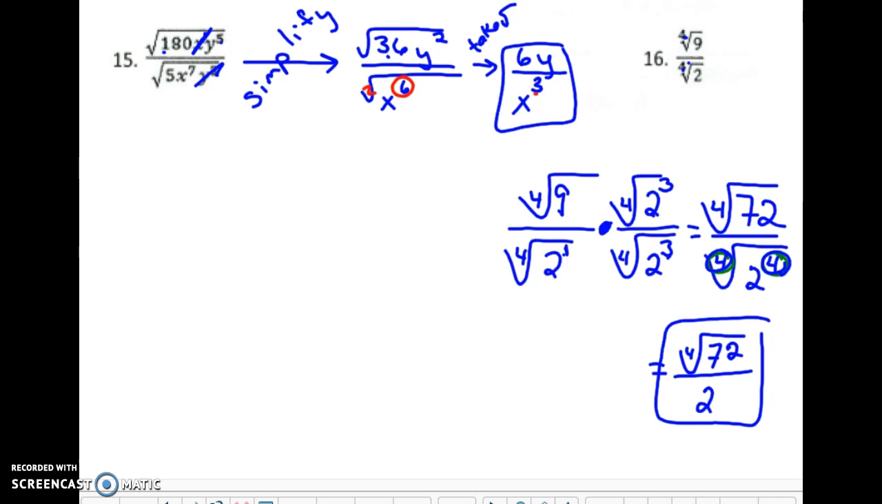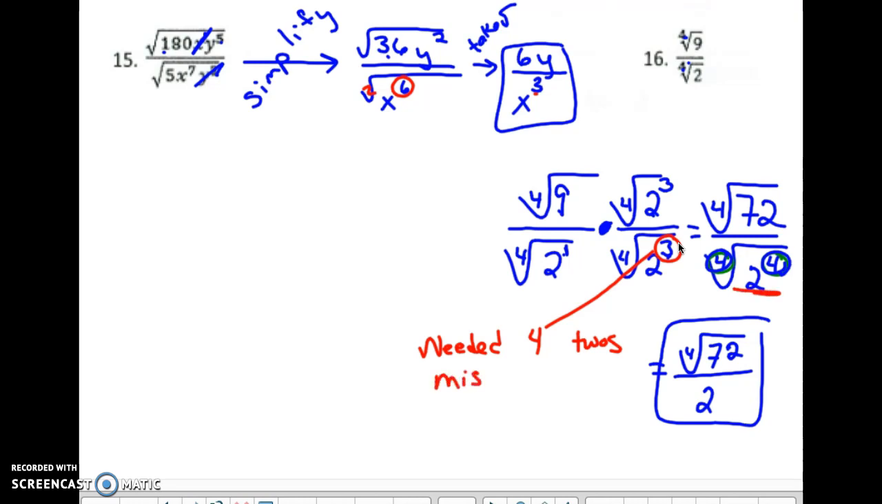So when we reflect, we need to figure out where this 3 came from. We needed to have 4 2's, that's what we needed here in the end. And we were missing 3 2's. So then we had to multiply by 2 to the 3rd, top and bottom.